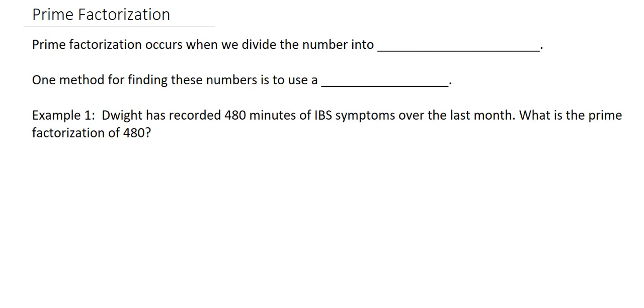Prime factorization occurs when we divide the number into all prime numbers. One method for finding these numbers is to use a factor tree. So I'll show you in the first example.